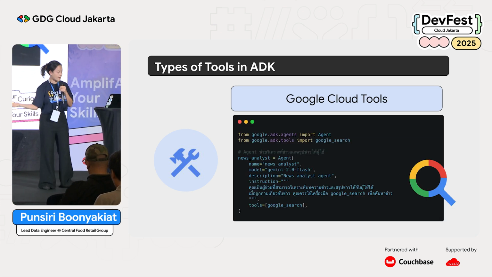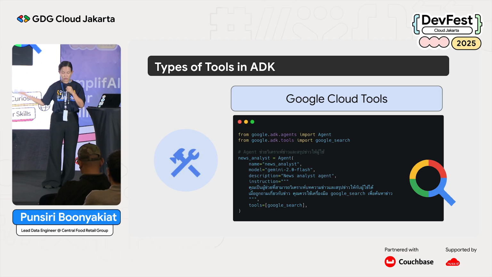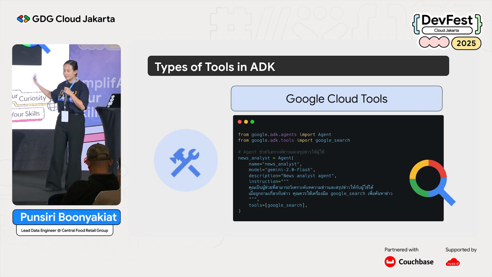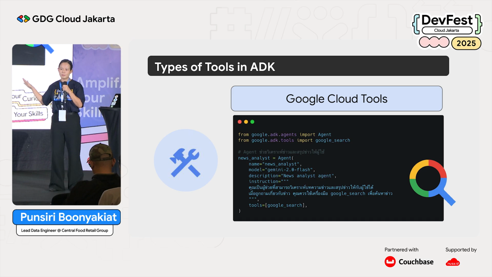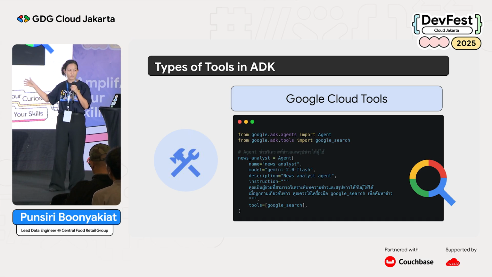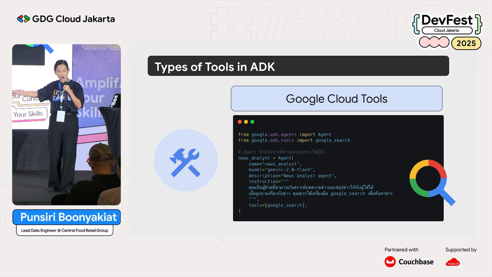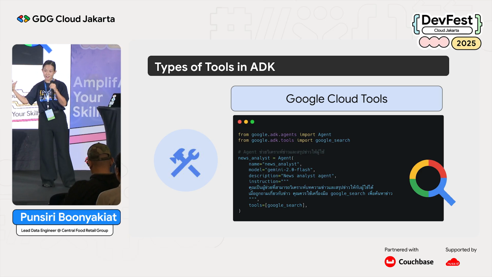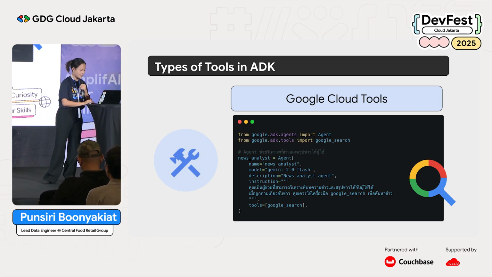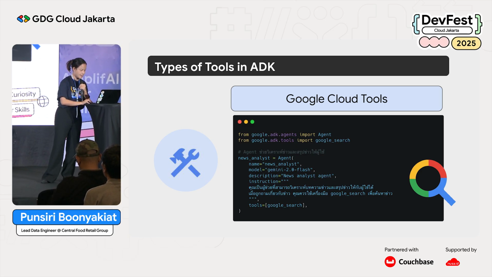Another thing is what we just demoed, the Google Cloud tool like Google Search. So this is also good. But from my perspective, if you build the agent for your organization, the MCP tool is more effective because you connect to your personal data, your organization data.